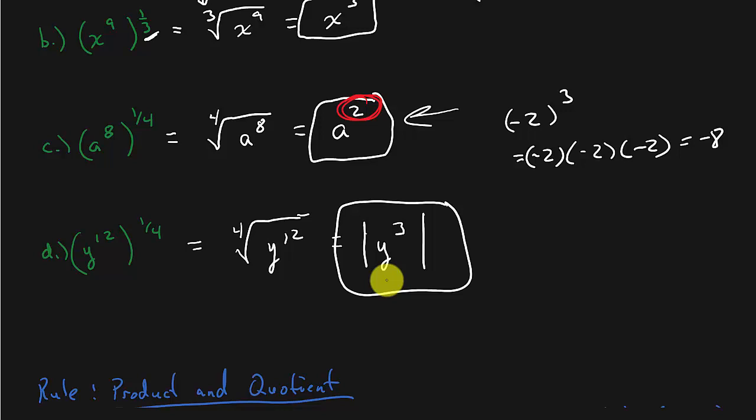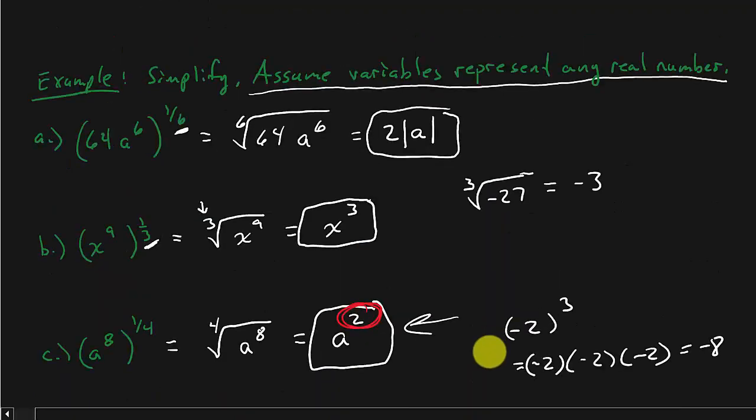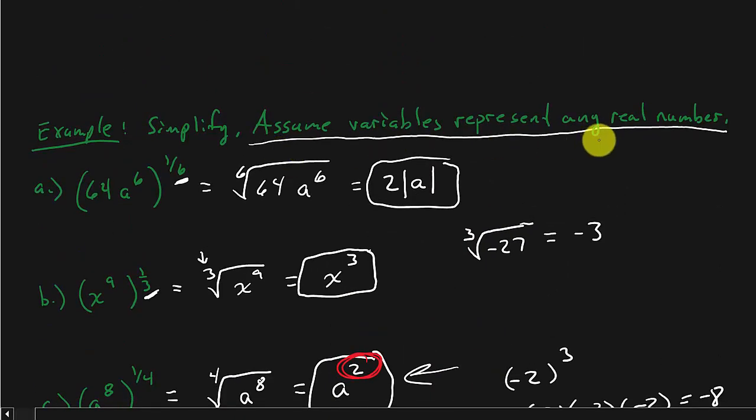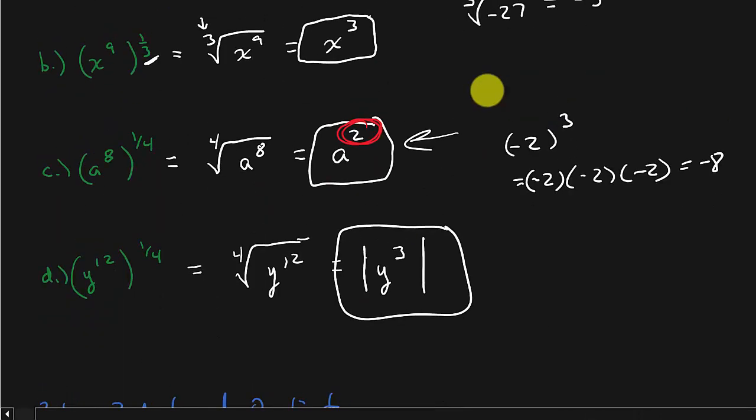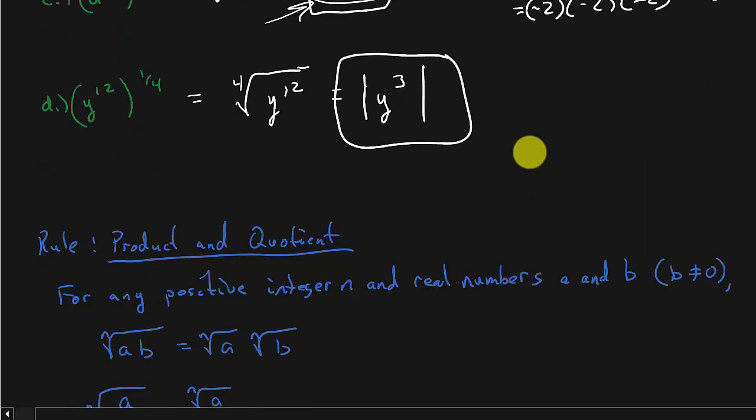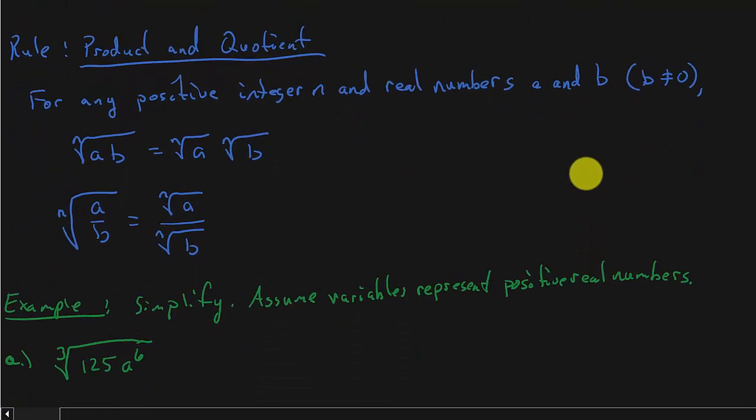All right? The only time that you've got to worry about putting the absolute value is when the directions say assume variables represent any real number and when that index is even. Then you've got to say, okay, I've got to make sure my answer is positive. And you could or could not have to put absolute value depending on, like this one, the index was even, but we didn't need absolute value because a squared is always positive. All right, let's look at this one.